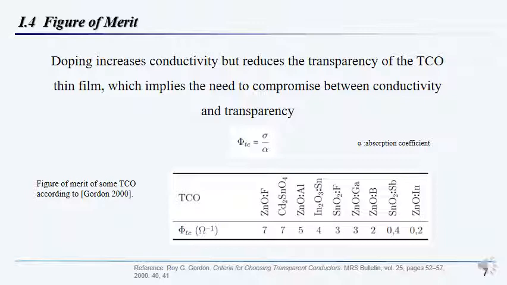This compromise is defined as the figure of merit, FOM, which is equal to the ratio of conductivity to the absorption coefficient. As an example, the table illustrated here shows a figure of merit for some TCOs as stated in literature. It ranges from the value of 7 down to 0.2 for some, depending on the material.